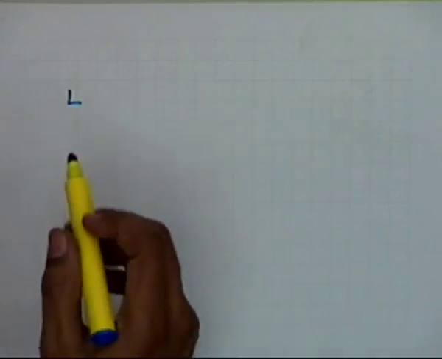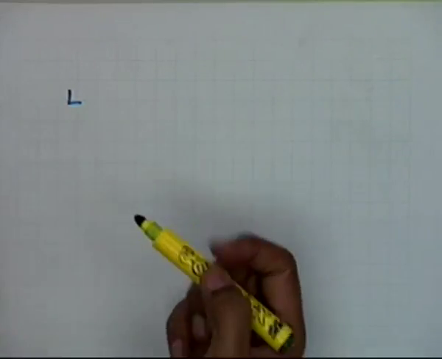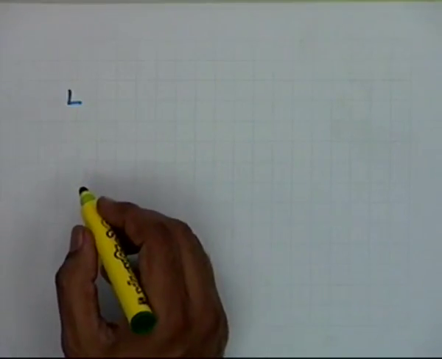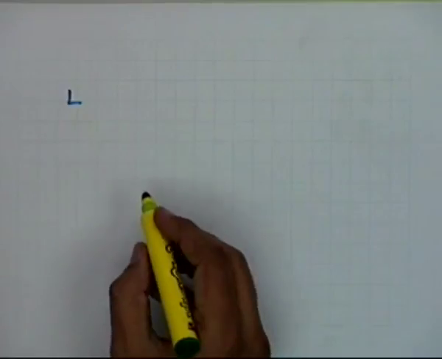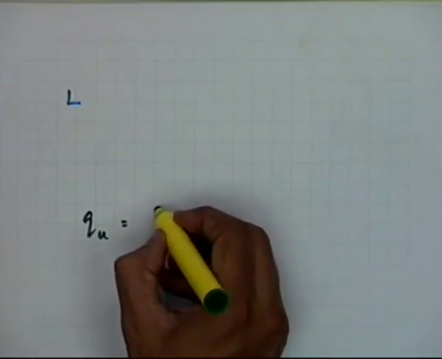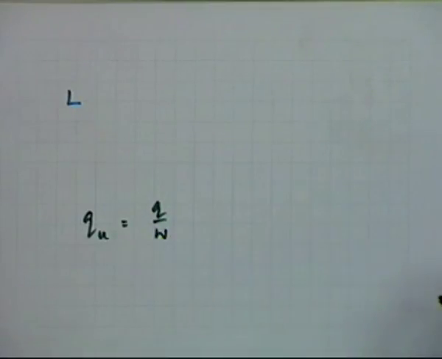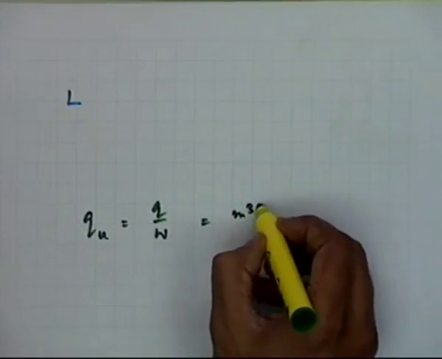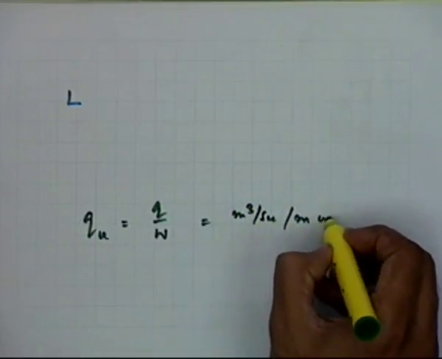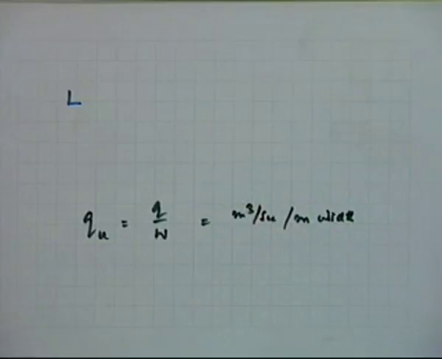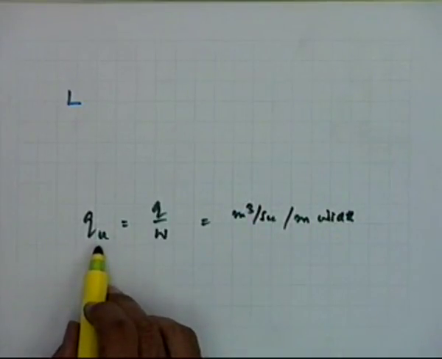Now in this case, let me tell you that the stream size which we use is not the stream size for the total strip. We use per unit strip, so it's a unit stream size, which you can say is the Q divided by the width of the basin, and this will be in meter cube per second per meter width, or meter square per second. That is what we call the unit stream size.